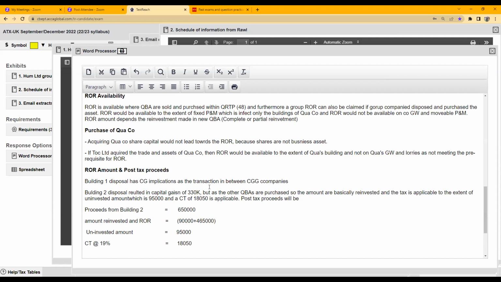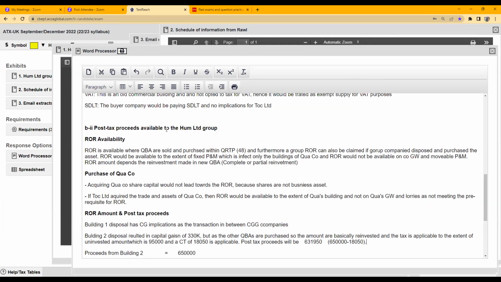Can you please tell me the answer if you have received an amount of 650,000, by making all adjustments, claiming reliefs, and paying the tax of 18,050, what is the post-tax proceeds? From 650,000 of the proceeds, after all workings, you have to pay corporation tax of 18,050, the remaining amount is 631,950. So that is the after-tax proceeds amount.